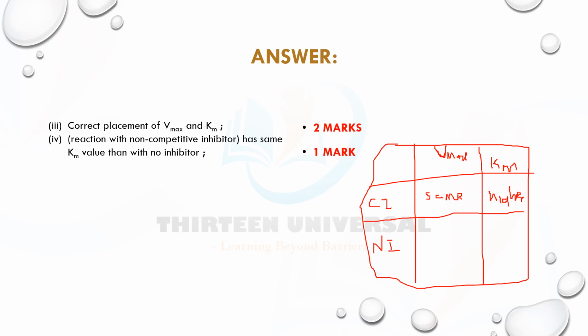Now for non-competitive inhibitor, the Vmax is lower, it decreases. The Km will be the same when compared to the reaction without inhibitor. So don't forget that: it has the same Km value as with no inhibitor.